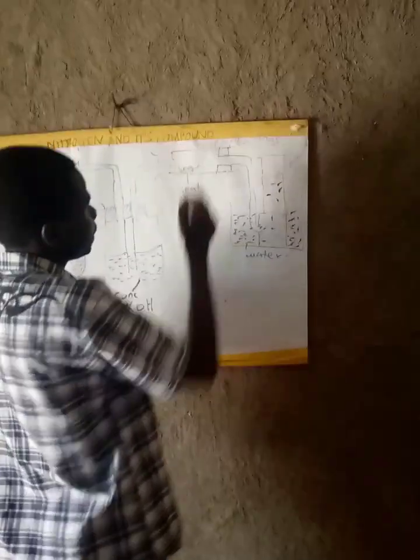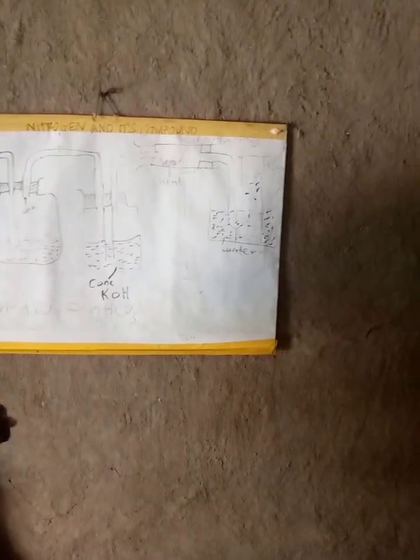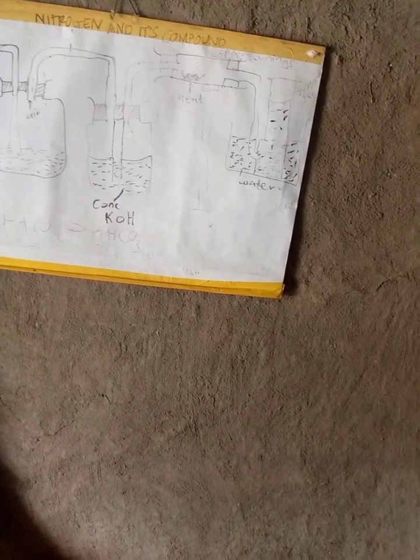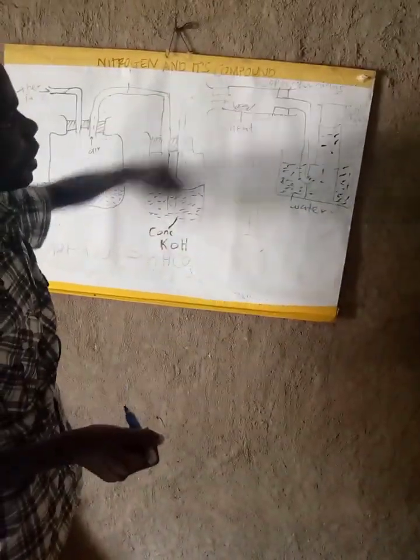Another thing you need to take note of is the copper turnings. The copper turnings are used to remove excess oxygen. You can also be asked to write the equation that will occur in the combustion tube. This is a combustion tube.